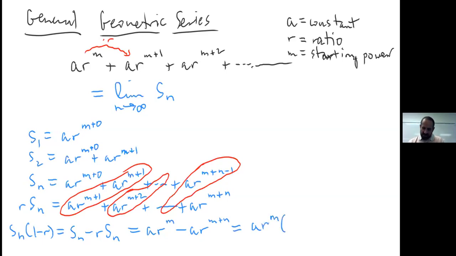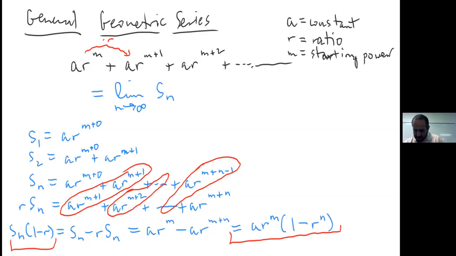And what's left behind if I factor that out? Well, AR to the M factored out from that just leaves behind a 1 in the first case. And from the last thing, I've taken out an R, I took out R to the M, what's left? R to the N. Look at this. Sn times 1 minus R equals this thing. Yeah? So what's the formula? What is the formula for Sn?